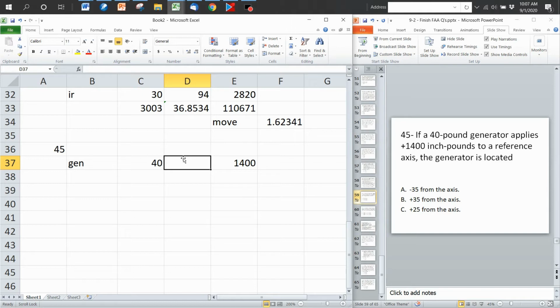From here, I have to go ahead and calculate what its CG is, because they want to know where it's located. So all I'm going to do is take this one divided by this one, and I've got its CG, and it's 35 inches, and it is a plus 35. So B is my answer, and I'm ready to move on to 46.